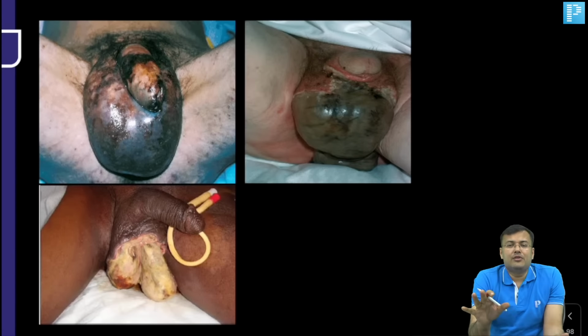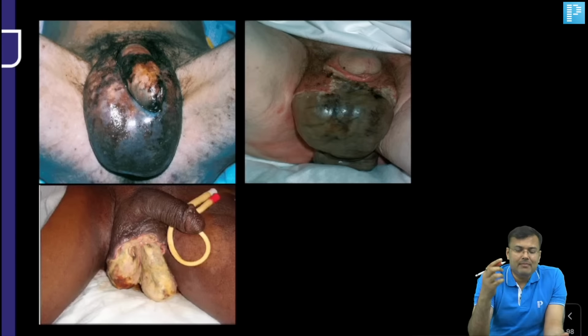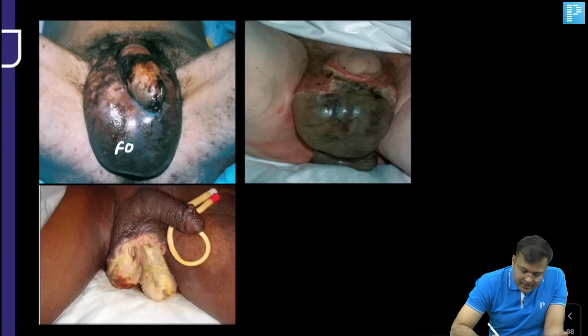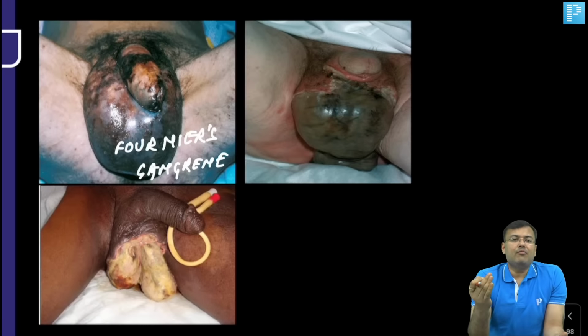Next, this question will be asked in exam. We are 100% sure. There are very high chances of it coming in NEET PG and FMG both. What's the name, guys? All of you know, Fournier's gangrene, and you know it's a type of necrotizing fasciitis. So if it's a type of necrotizing fasciitis, which structures are involved? Structures are involved up to the fascia.